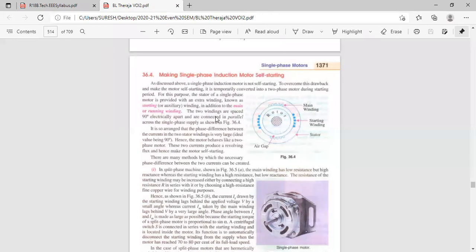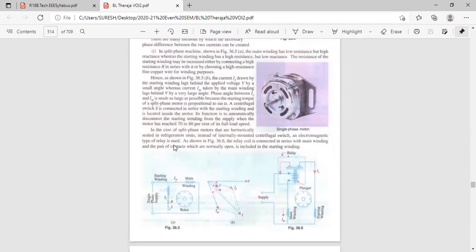Any doubt in the first para? I will tell you later what this 90 degrees electrically apart means. Apart from this, any doubt in the first para? See here, what is this 90 degrees electrically apart? Write down one equation that I am telling.